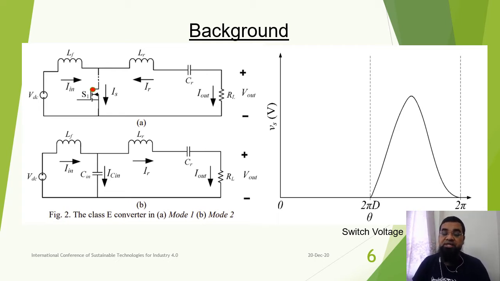The problem is that if you have a very high voltage across the switch, then you need a switch that must sustain that voltage. That means you need to select a component that can sustain that voltage, and that means the switch will be very expensive. So if you are giving 10 volt DC input and you need a 10 volt AC output, you need a switch that must be able to sustain hundreds of volts.